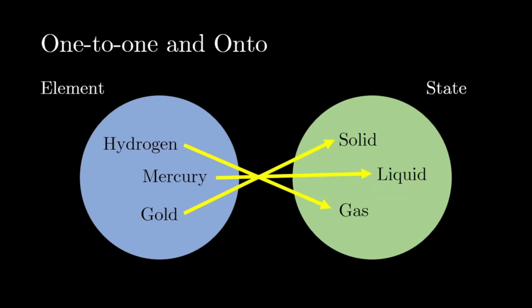As you can see, each element from the domain has exactly one element in the codomain, and all elements of the codomain have a preimage. Hence, it is both one-to-one and onto.